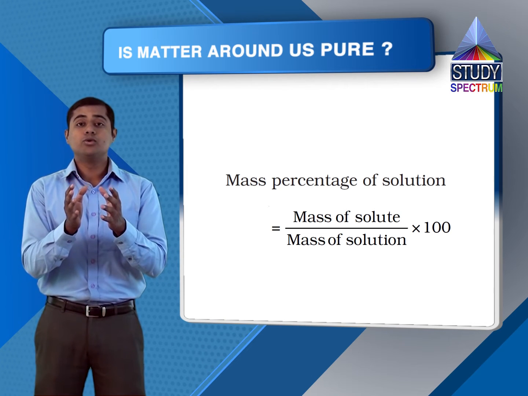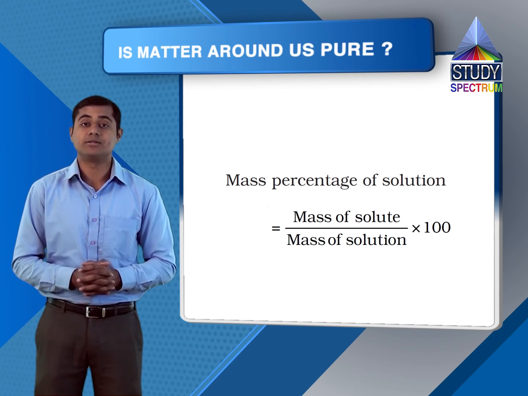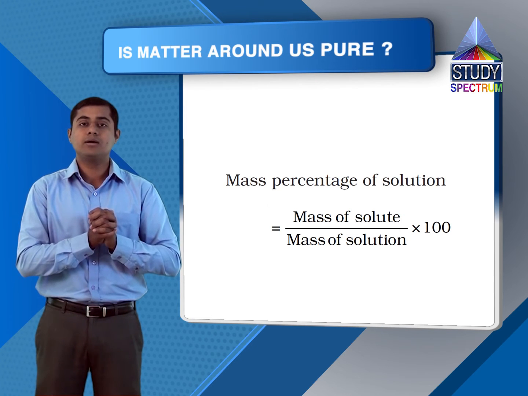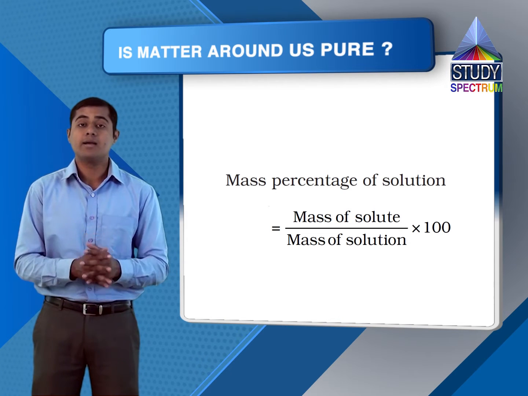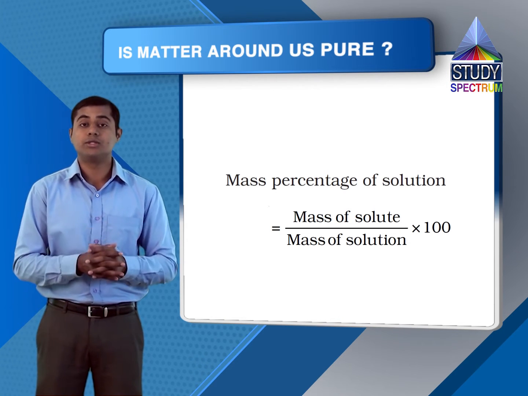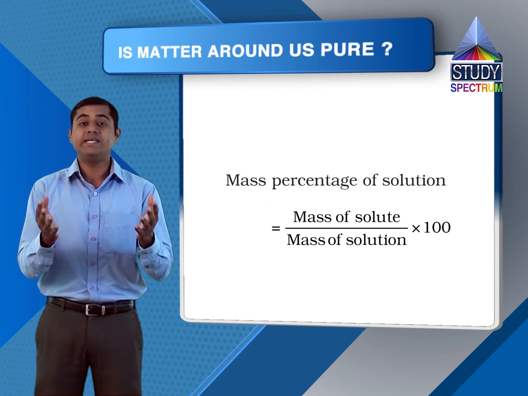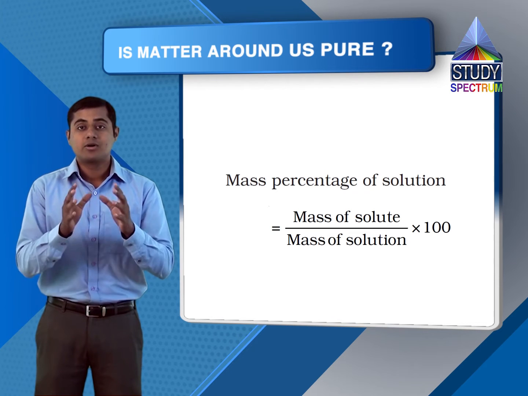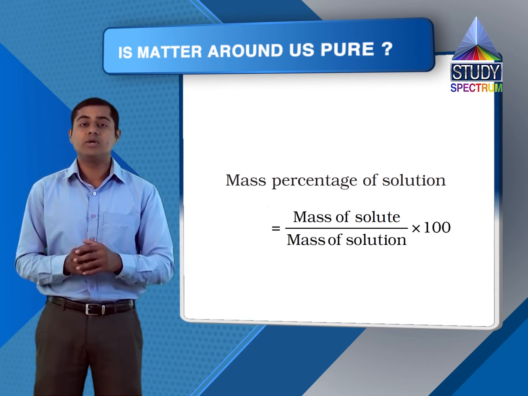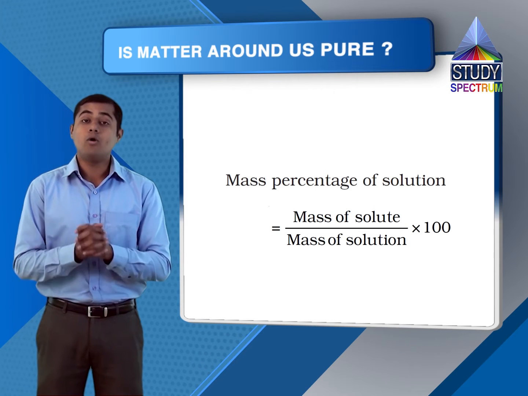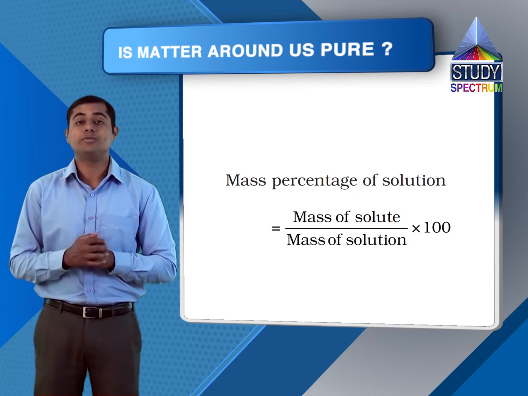Now we are going to calculate the mass to mass concentration. So how do we calculate it? We calculate the mass of the solute divided by the mass of the solution, multiplied by 100. That gives the percentage concentration of the solution. Calculate it: 20 upon 120 multiplied by 100. How much is it? You can calculate it and get the concentration of the solution.